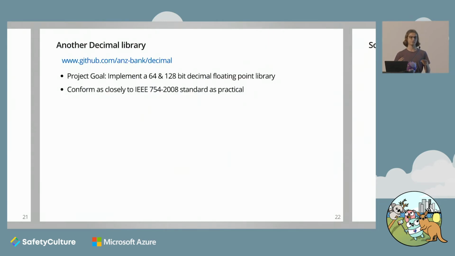And there were two real project goals. The first one was we wanted to implement a 64 and 128-bit floating point number. Other number libraries in Go already exist, but they're arbitrary precision, so they're slightly different, and also conform as closely to the IEEE standard as practical and as possible. And the standard we chose for a couple of reasons.